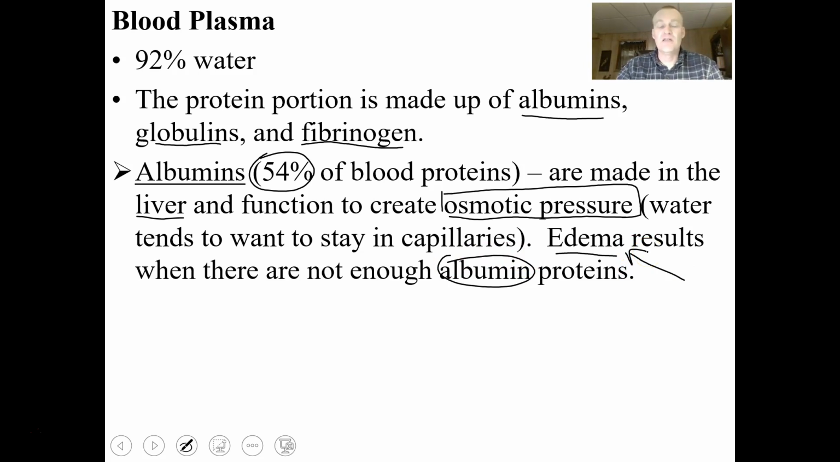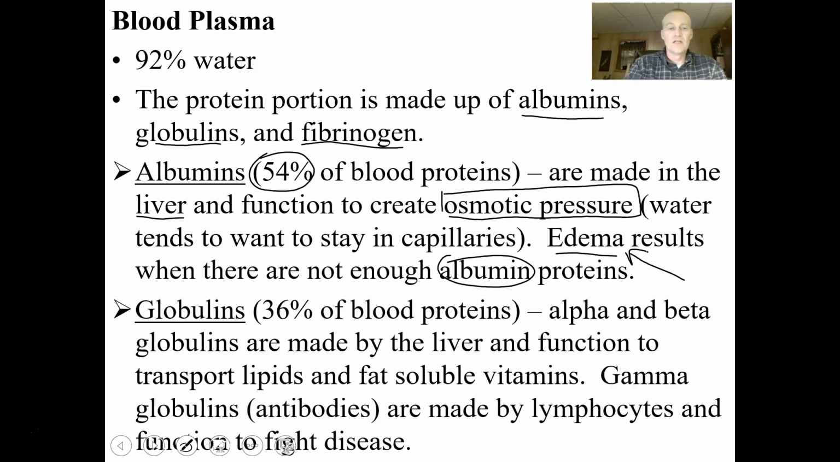So a lot of times we see in people that have liver dysfunction, we might see edema throughout their body. The globulins make up about 36% of the blood proteins, and there are alpha globulins and beta globulins. These particular globulins are made by the liver, and they function in transporting lipids and fat-soluble vitamins. Gamma globulins, which are also termed immunoglobulins or antibodies, are made by our lymphocytes, specifically B cells, and they are used to fight diseases.